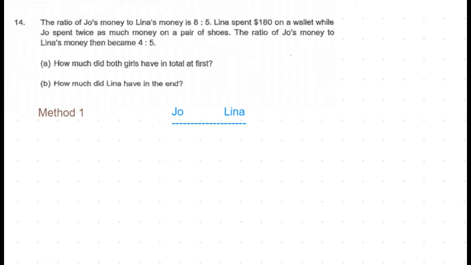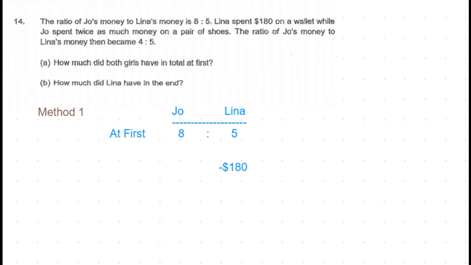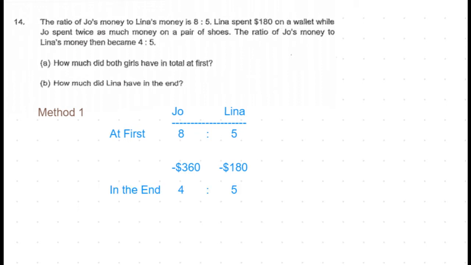So let's first chart down Joe and Lina. At first, both of them have money in the ratio 8 is to 5. So 8 parts Joe and 5 parts Lina. So Lina spends $180 and Joe spends twice as much money on a pair of shoes. That means he is spending 180 times 2, which is $360. And in the end, their money is now in the ratio 4 is to 5. So Joe has 4 parts while Lina has 5 parts.